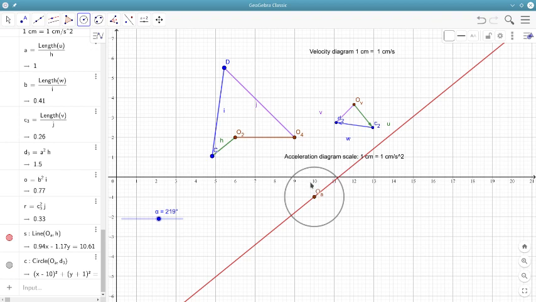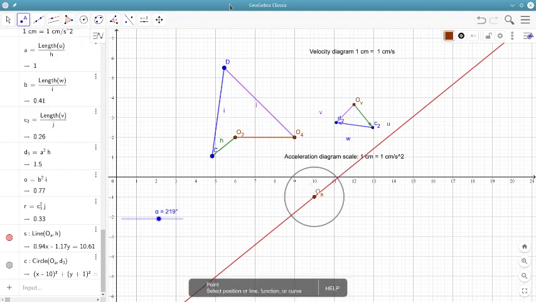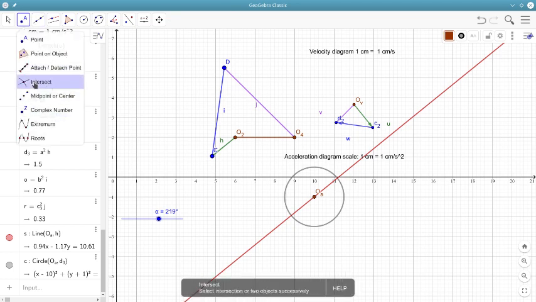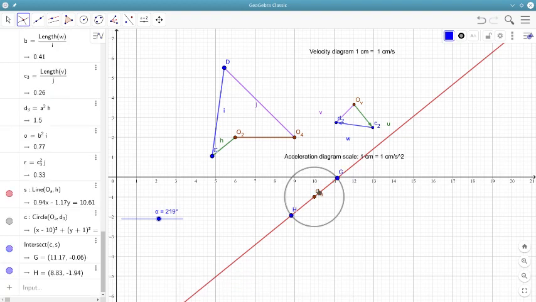You can see that the circle has been done. Then let's do the intersection, mark the vector, and then proceed towards the other two. Let's look at the intersection between the circle and the parallel line. That is point G and H. We are not interested in H because it has to point towards O2.